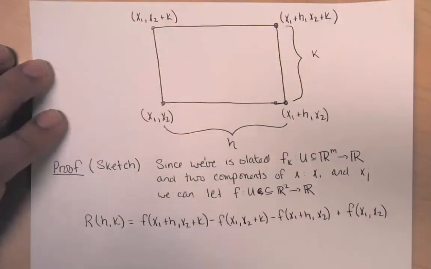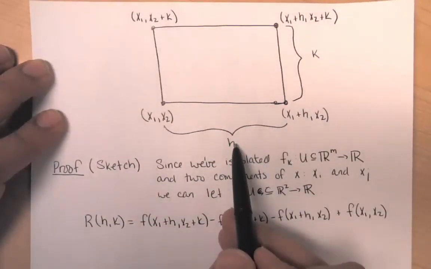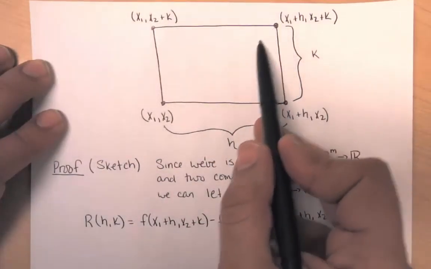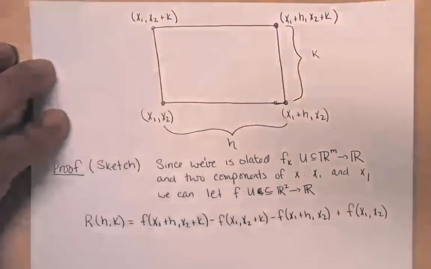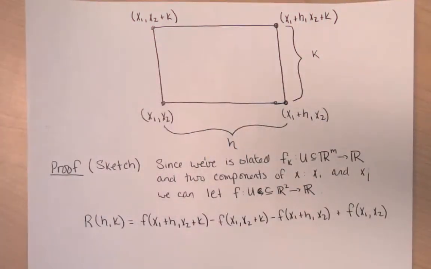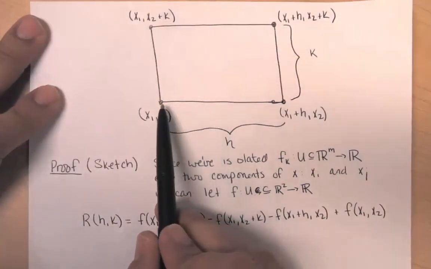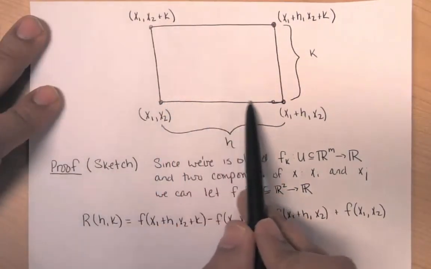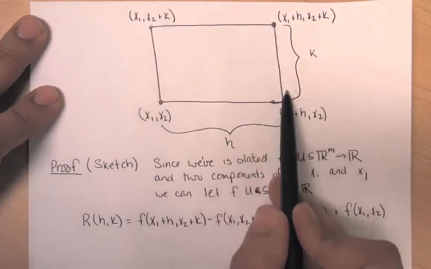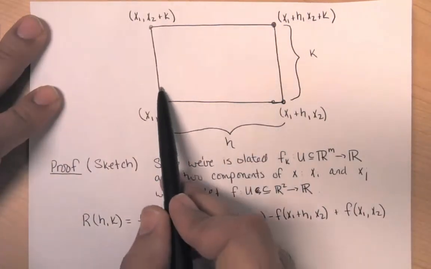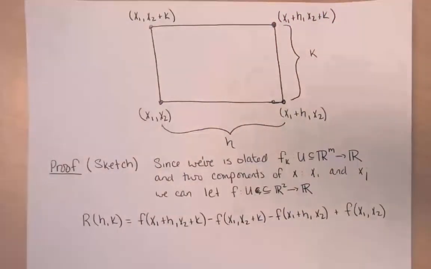And of course, the idea is to let k and h shrink so that this rectangle collapses to this point here. And the idea is to show that if I take my derivative in this direction and then this direction, I'm going to get the same thing as if I went this direction and this direction.